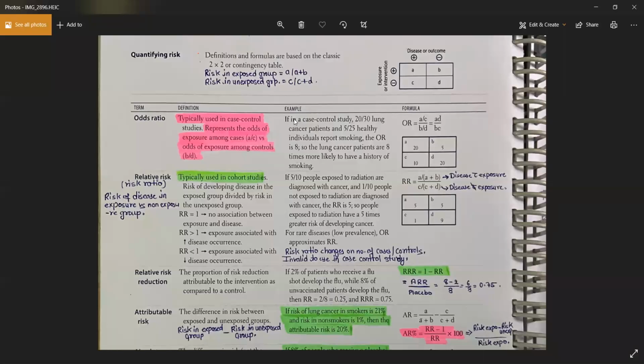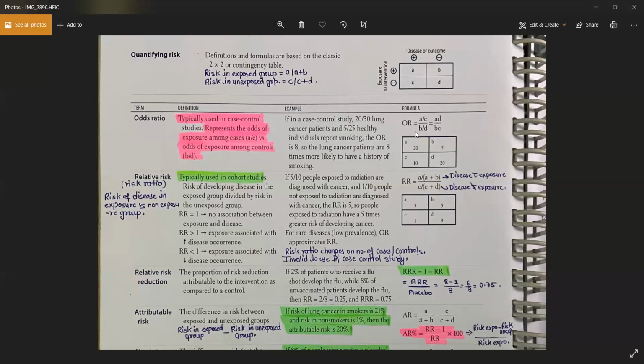Let's say in a case control study, 20 of the cancer patients have the smoking status and 10 cancer patients do not have the smoking status. Out of the 30 individuals, 20 have the smoking status. Okay. And out of the 25 individuals who do not get the cancer, 5 had the smoking status. So what is the odds ratio in that case?